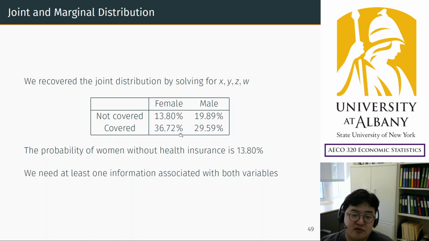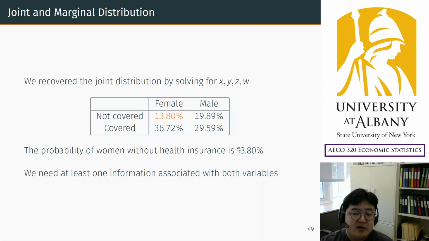full information. So solving for these unknowns, X, Y, Z, W, is to recover the joint distribution, the full information. Once you have the full information, you can do whatever you want. You can calculate any probability. So that is the best way to handle the problem.